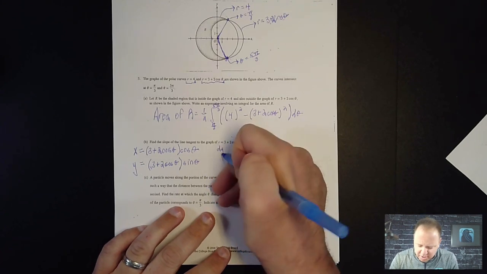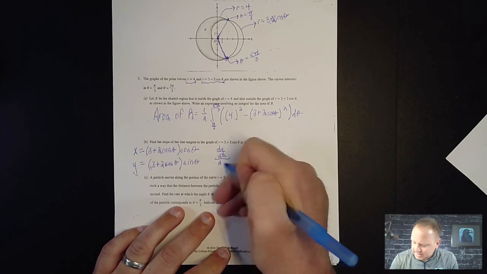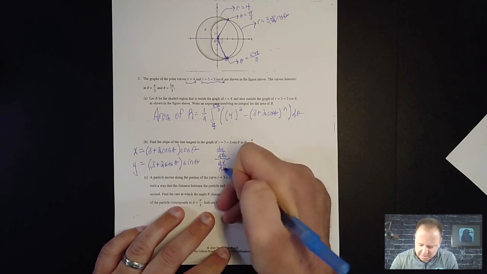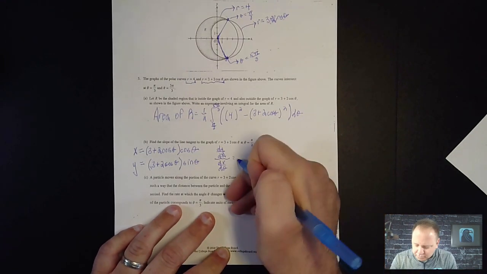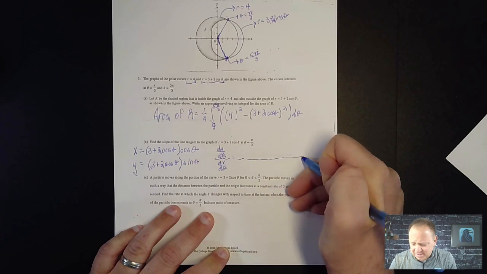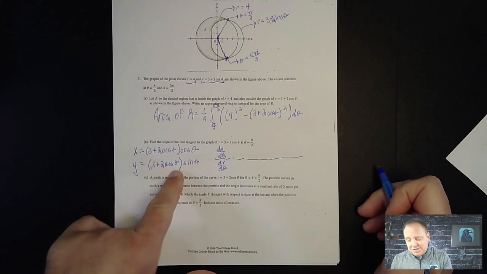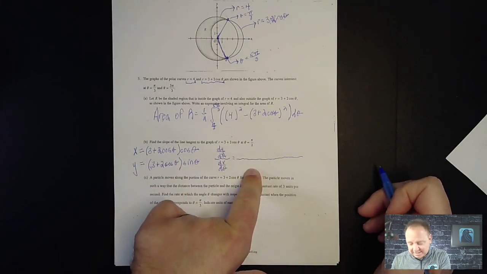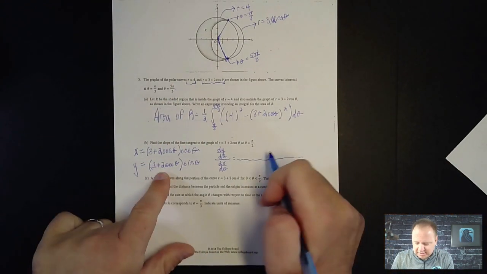It's kind of like dealing with parametric. dy d theta divided by dx d theta is how I'm going to get my dy dx. Now be careful. I've seen myself do this before. I've seen my students do this before. You got to do dy d theta first. That needs to go on top, dx d theta on the bottom. Don't switch those. Make sure you're thinking straight when you're doing this.